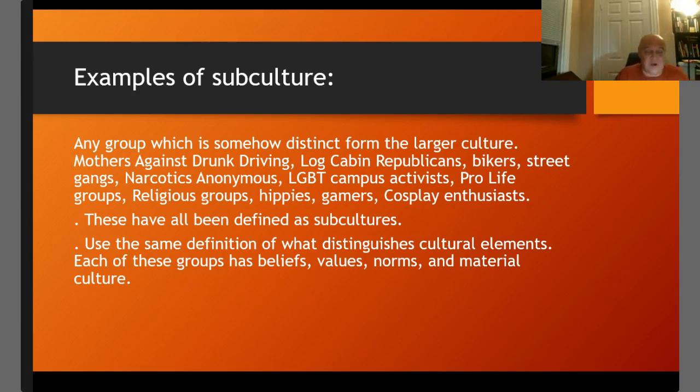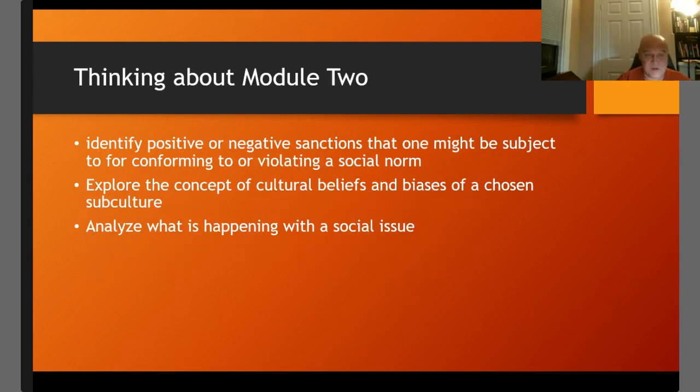Use the same definition of what distinguishes cultural elements. Each of these groups has beliefs, values, norms, and material culture. So let's think about Module 2 for a moment. In Module 2, we're going to identify positive or negative sanctions that one might be subject to for conforming to or violating a social norm. A sanction is a way of enforcing norms. We're also going to explore the concept of cultural beliefs and biases of a chosen subculture.